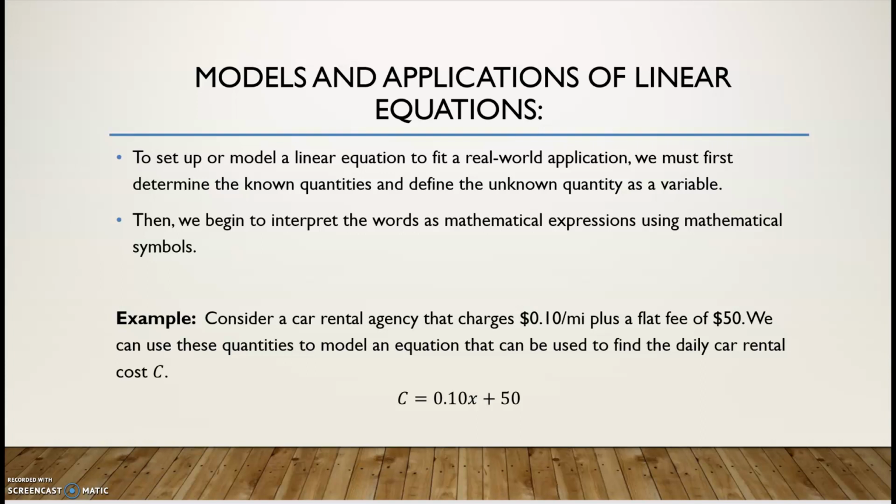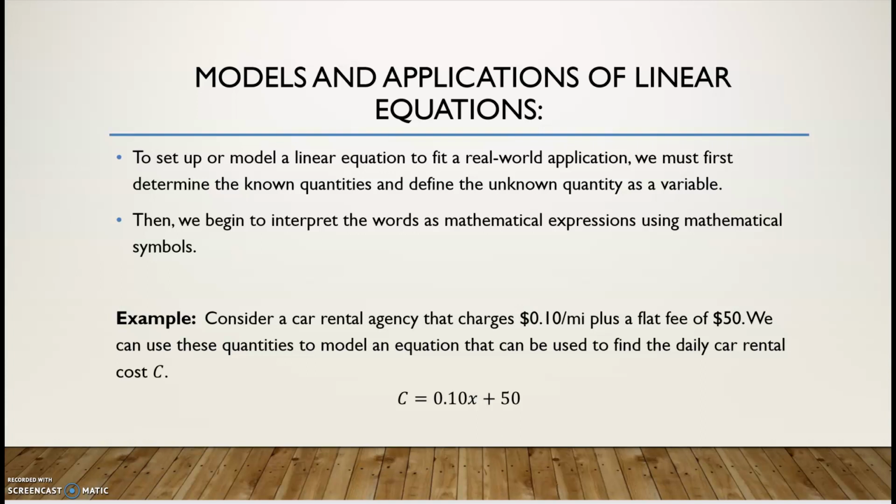So consider the example here. We've got a car rental agency that charges 10 cents per mile plus a flat fee of $50. We can use these quantities to model the equation, and that can be used to find the daily car rental cost. The daily car rental cost is C. What I'm trying to figure out is the cost. That's the unknown quantity. The known quantity is the mileage, because once I get done using the car, I will know how many miles I have driven the car.